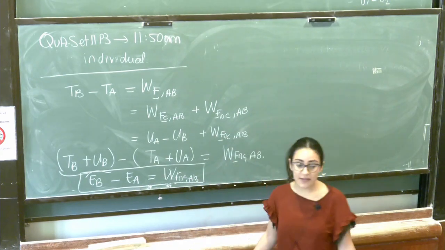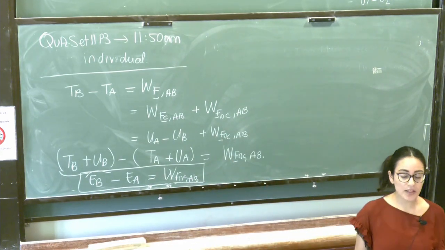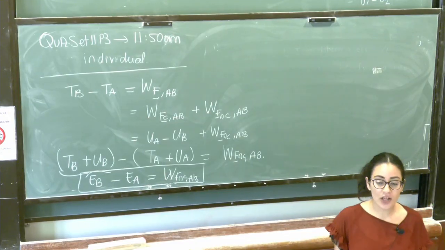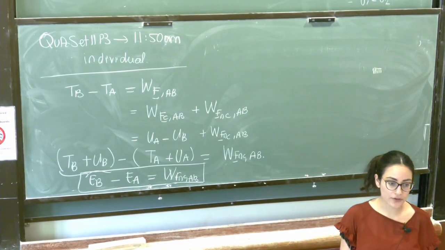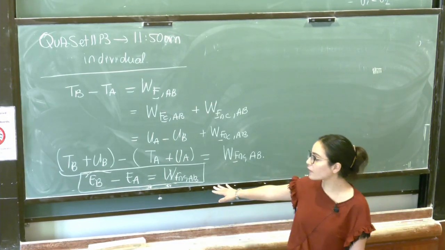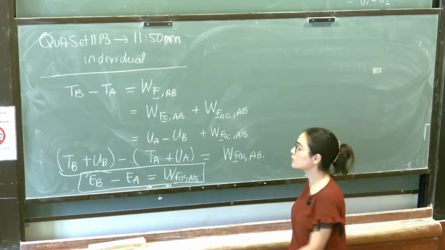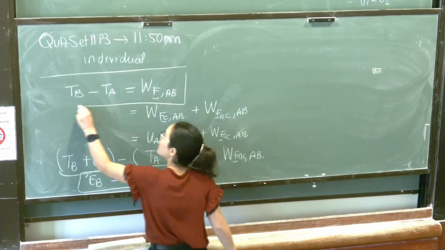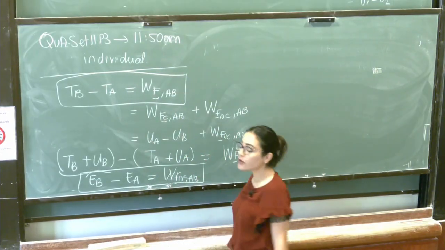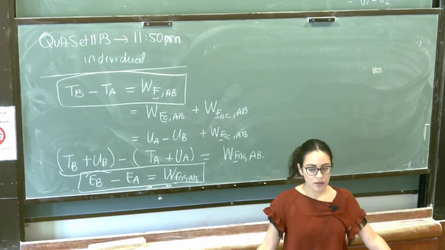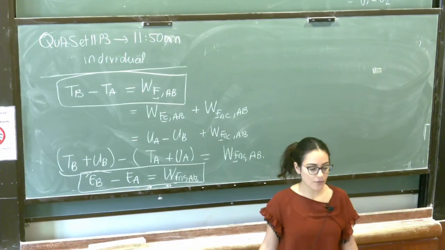So again, what is E? The total energy of the system. It's the sum of the kinetic energy plus the potential energy coming from all the conservative forces. So in this form of the work energy theorem, they're equivalent. We got this from the first one. In this form, we can look at the change in energy of a system.